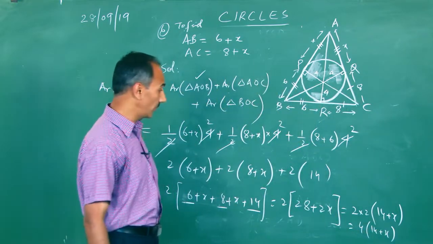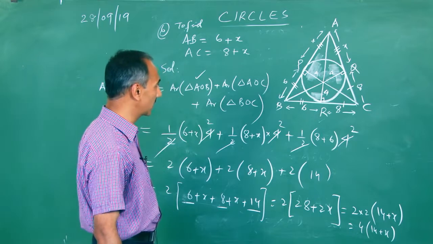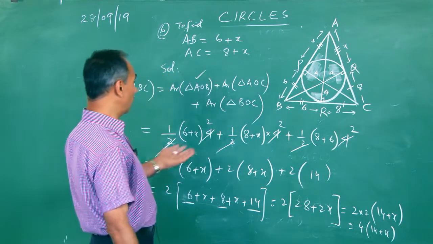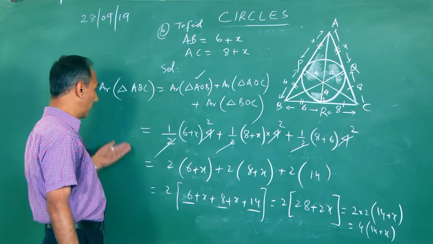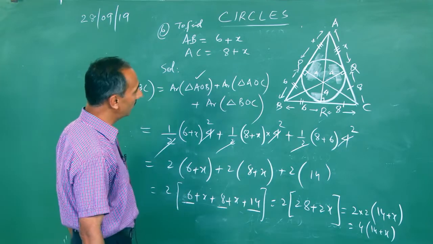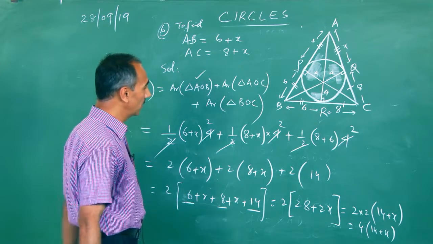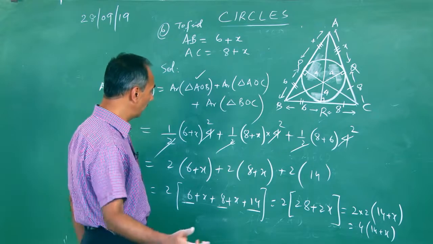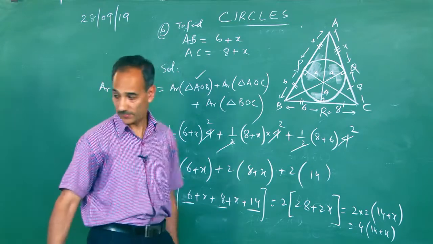My right hand side is 4 times 14 plus x. Now we'll move on to the left hand side. This is a little bit bigger. That's why I am taking it in the next step. So left hand side area, you have to apply Heron's formula. Just bear with me for 3-4 minutes. We're going to finish this.